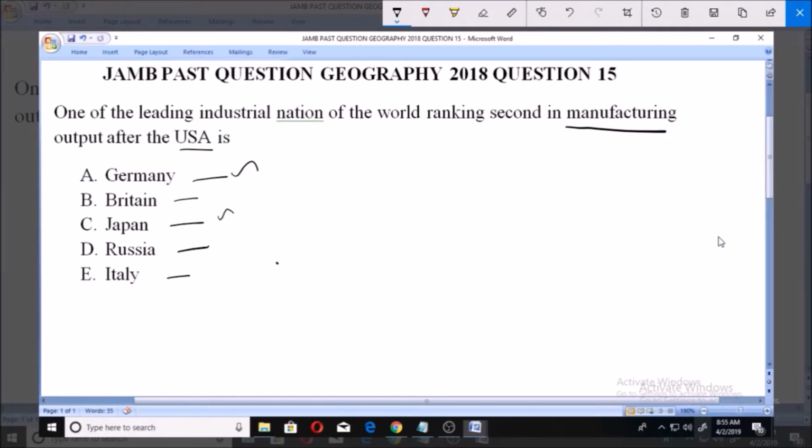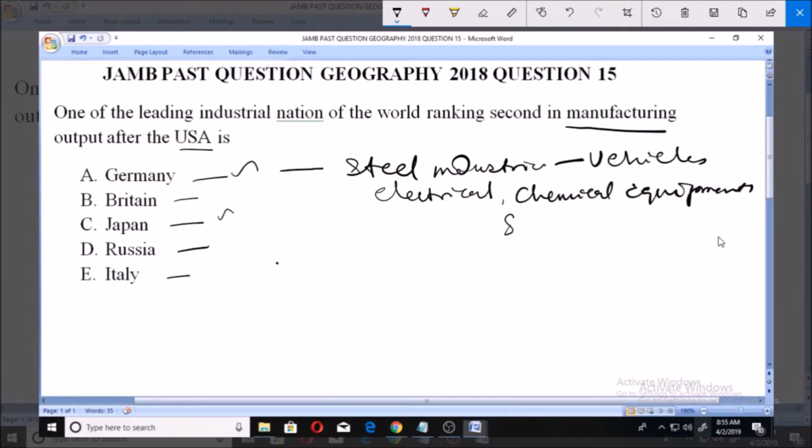We see steel industries, very robust steel industrial layouts and belts. We'll talk about companies producing vehicles and the rest of them. We know about Mercedes-Benz and other products from there. Then you talk about electricals as well as chemical equipment. So all these are hugely produced in Germany. Talk about things like ships and textiles. So all these are very much produced in Germany.